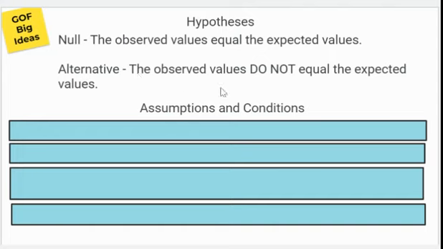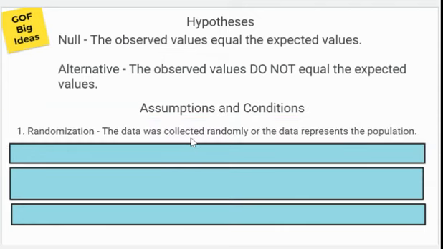The other thing we want to talk about in the big ideas video here is our assumptions and conditions. Two of our conditions are very, very familiar, and we've seen them quite a bit. But the other two are going to be brand new. So let's start with the first one, and that is our randomization condition. Was our data collected randomly? Now, if our data was not collected randomly, we have to assume that our data represents the population.